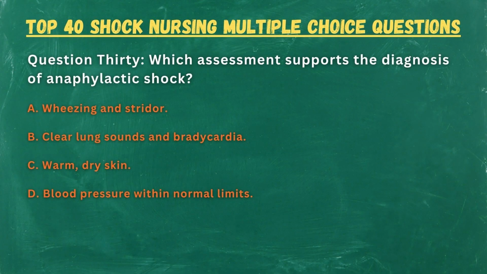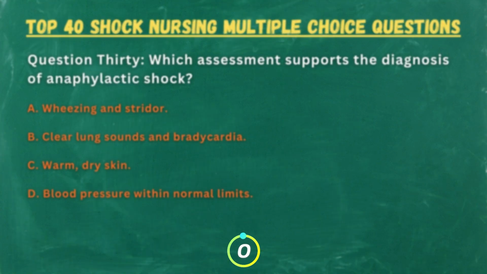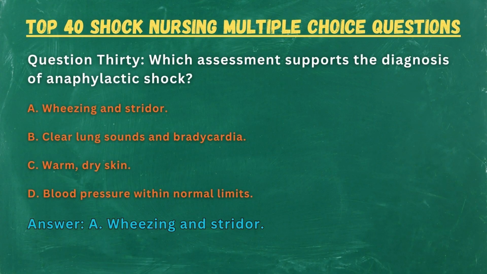Question 30. Which assessment supports the diagnosis of anaphylactic shock? A. Wheezing and stridor. B. Clear lung sounds and bradycardia. C. Warm, dry skin. D. Blood pressure within normal limits. Answer: A. Wheezing and stridor.